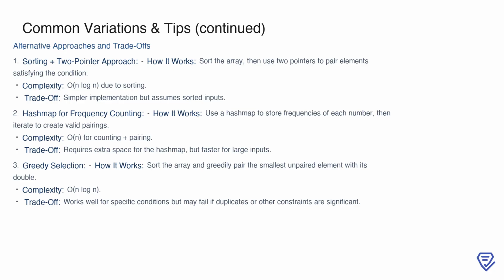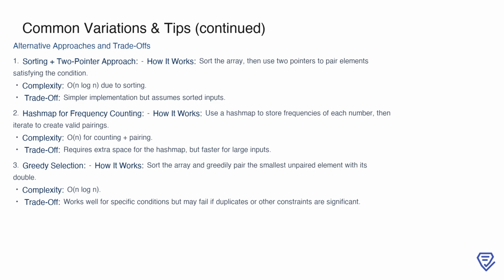While the complexity is O(n log n) due to sorting, the implementation is straightforward and works well for sorted inputs. Another option is using a hash map for frequency counting, where you store the occurrence of each number and validate pairings through iteration. This method has a linear time complexity of O(n) for counting and pairing, but it requires extra space for the hash map, making it faster but more memory intensive.